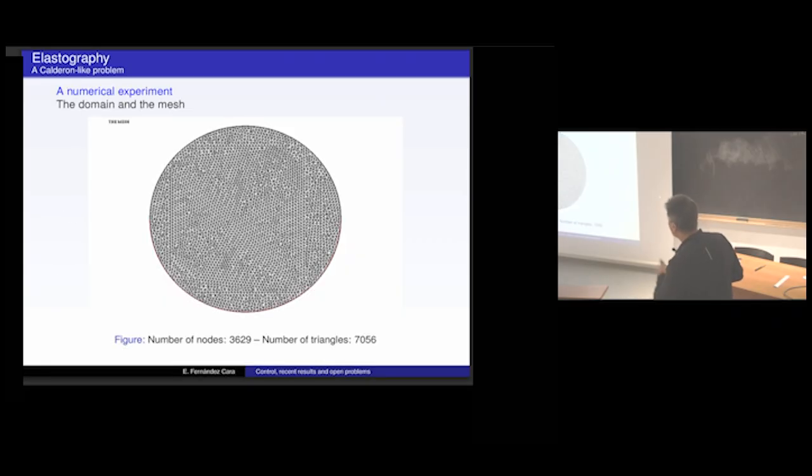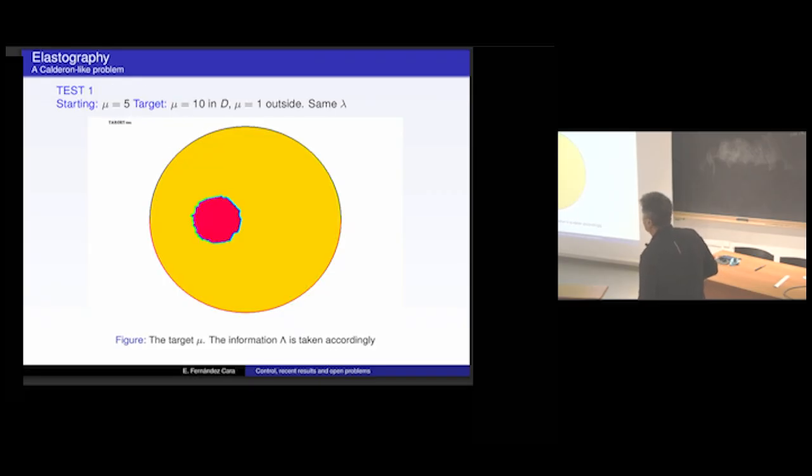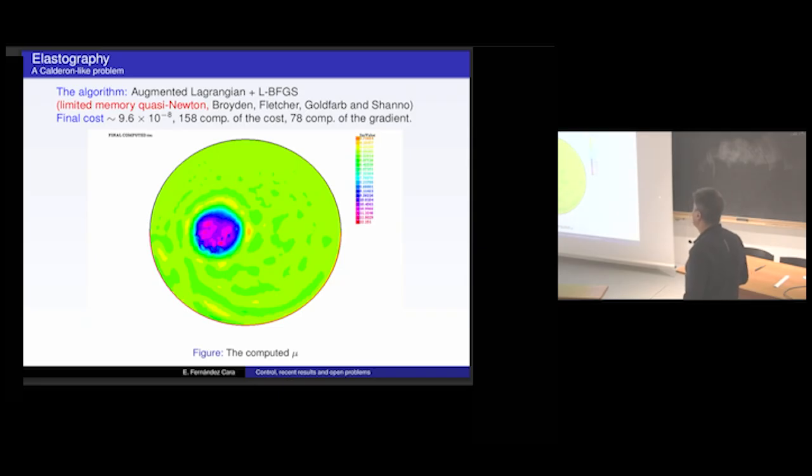Okay. Let me show a numerical experiment. This is the domain. This is a mesh of the domain, with a sufficiently large number of triangles, and this is a target. This is a situation that we want to discover. Once I have fixed the target, I have measured the observation, here on the semicircle, and I have used this observation to solve the inverse problem. And we have been able to find the solution, as you see.